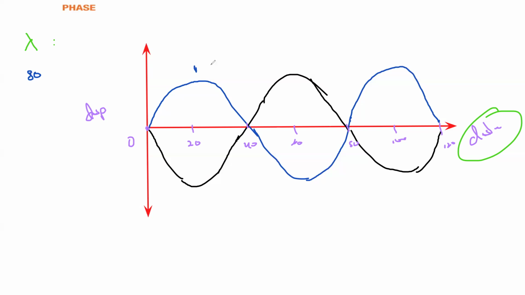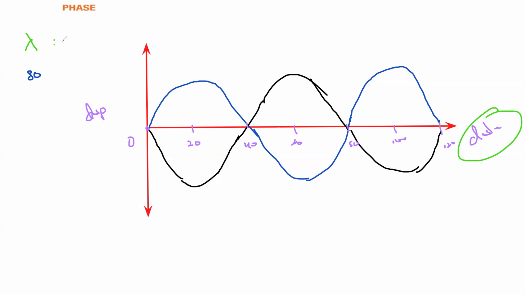Or you take from one crest to another crest, that will be the wavelength. So it is at the 20 mark. This is at the 100 mark. So 100 minus 20, that's equal to 80. Or you just take one complete wave from the start till this point, so that will also give 80. So the length of one complete wave is 80.